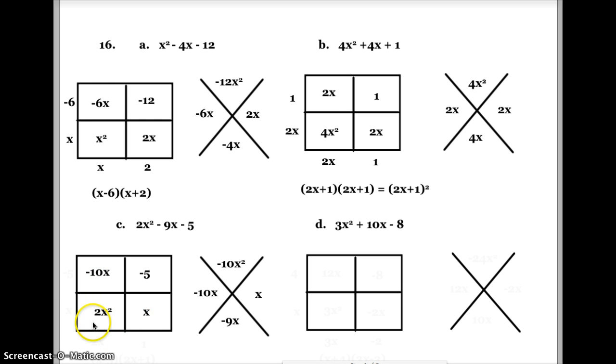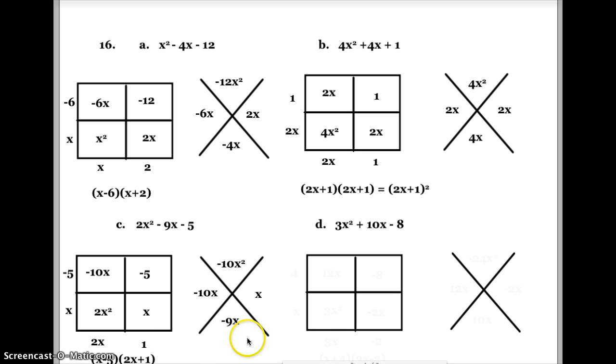In this bottom row, I can only factor out an x. Well, if this length is x and my area is 2x squared, this has to be 2x. If this length is 2x and my area is negative 10x squared, this length has to be negative 5. If this length is x and my area is x, this length has to be 1. To write that as a product, it's going to be x minus 5 times 2x minus 1.